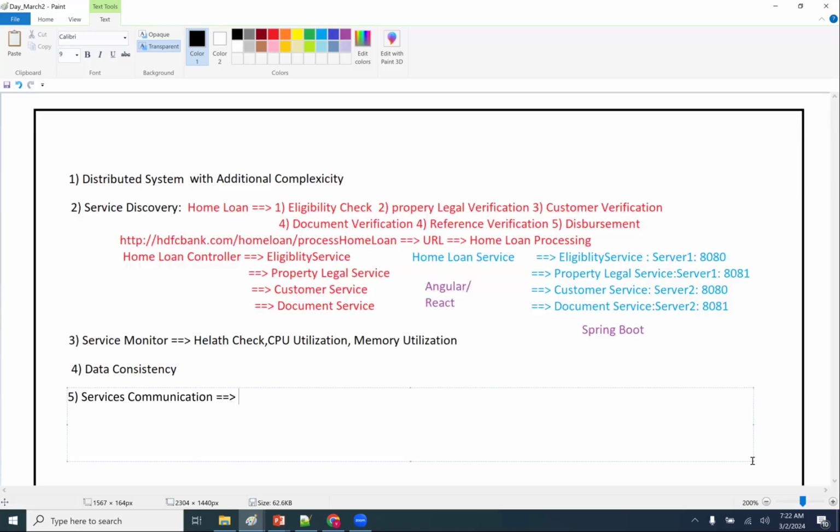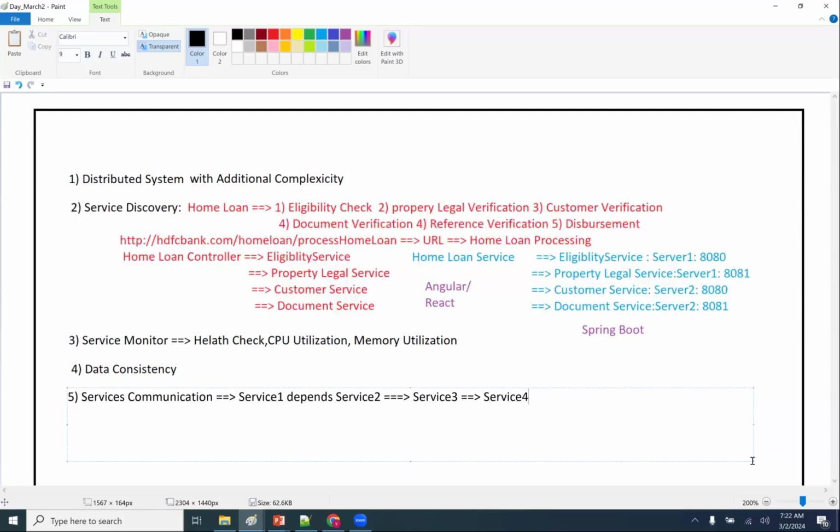Now, within the services communication, we need to ensure that the data spans across multiple services. Like service 1 depends on service 2, and service 2 depends on service 3, and service 3 depends on service 4. What do you mean by depends?